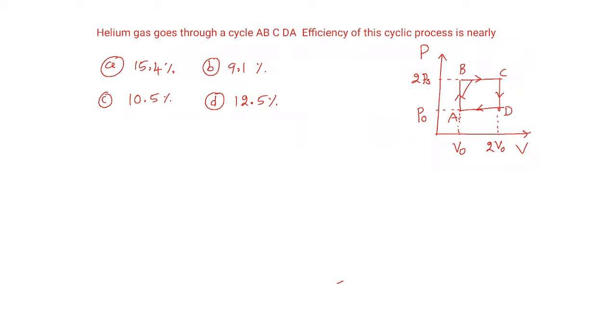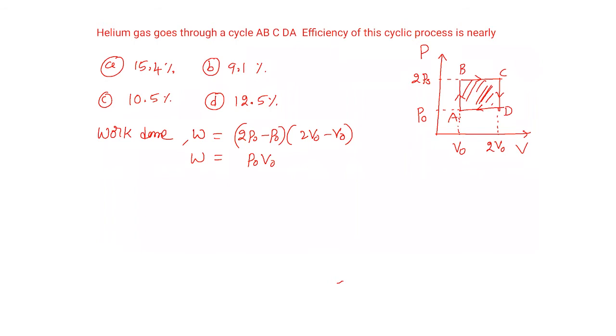Work done in the entire cyclic process is the area enclosed by this. So work done W is equal to, what is the area? 2P naught minus P naught into 2V naught minus V naught. So that equals P naught into V naught. This is work done.